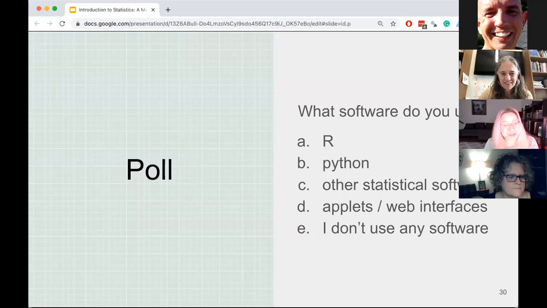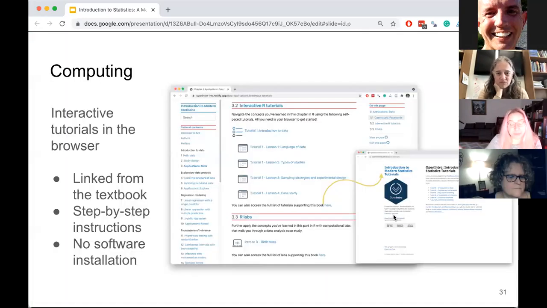So if you have chosen other and would like to share with others what you use, sometimes it's so nice to hear what other people are doing. So feel free to put that in the chat. So this was kind of a leeway to the computational part of things. I don't think we can talk about teaching modern statistics without the computational aspect.